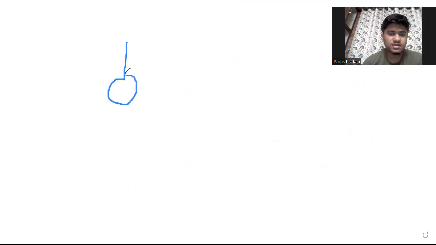Here a voltage source is given. Here I guess it is positive and here it is negative. Here a resistor is connected whose value is 5. Again a resistor is connected in a branch whose value is 10.